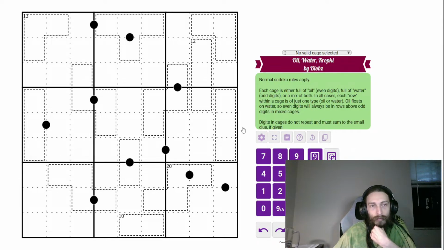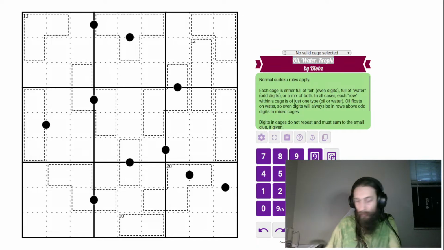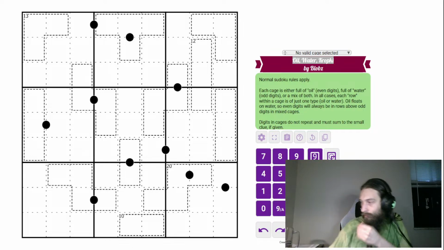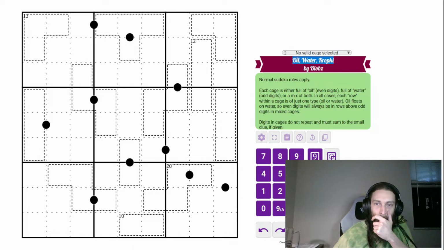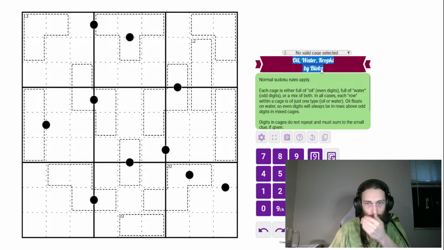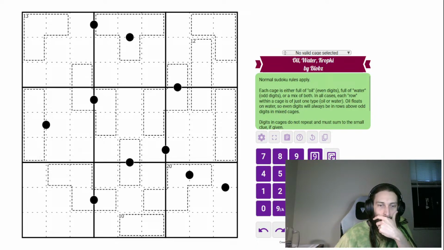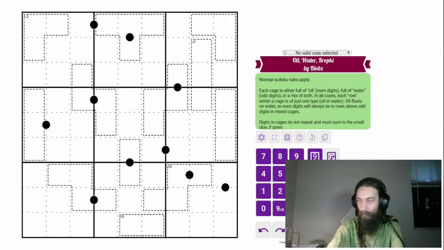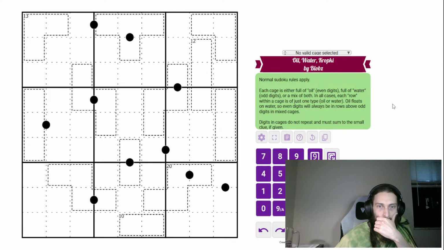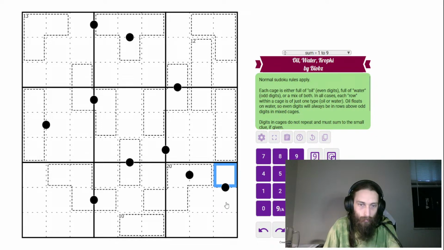Okay. Well, and only 4 of those cages have numbers. Mm-hmm. Maybe just start with the black dots. Yeah, that's true.